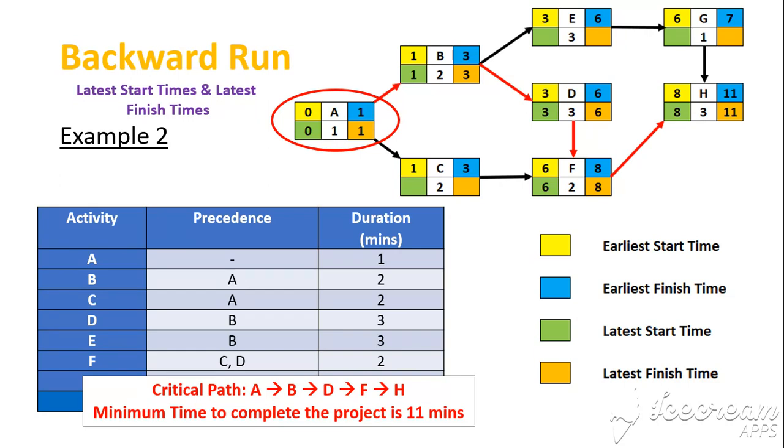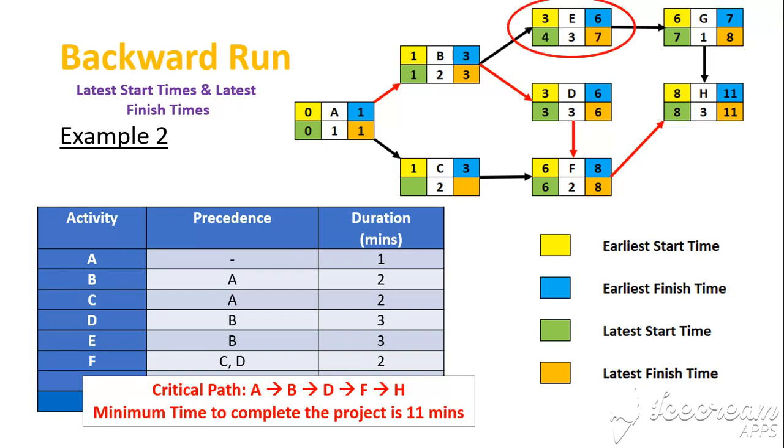But let's look at the other activities now. Activity G. Now notice that must come before activity H. In activity H, the latest start time is 8 minutes, so the latest finish time for activity G is 8 minutes, and it only takes a minute to finish, so the latest start time is 7 minutes.